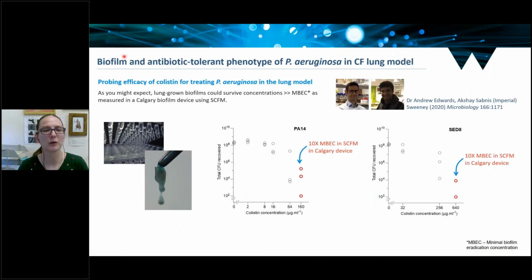So starting with story one, Pseudomonas aeruginosa in the cystic fibrosis lung model. I'm going to show you some work that we did in collaboration with Andy Edwards and Akshay Sabnis at Imperial College London. We were looking at the efficacy of colistin for treating P. aeruginosa in the lung. Colistin is a cationic antimicrobial peptide, and it's used very widely as a first-line treatment for P. aeruginosa chronic colonization in cystic fibrosis.